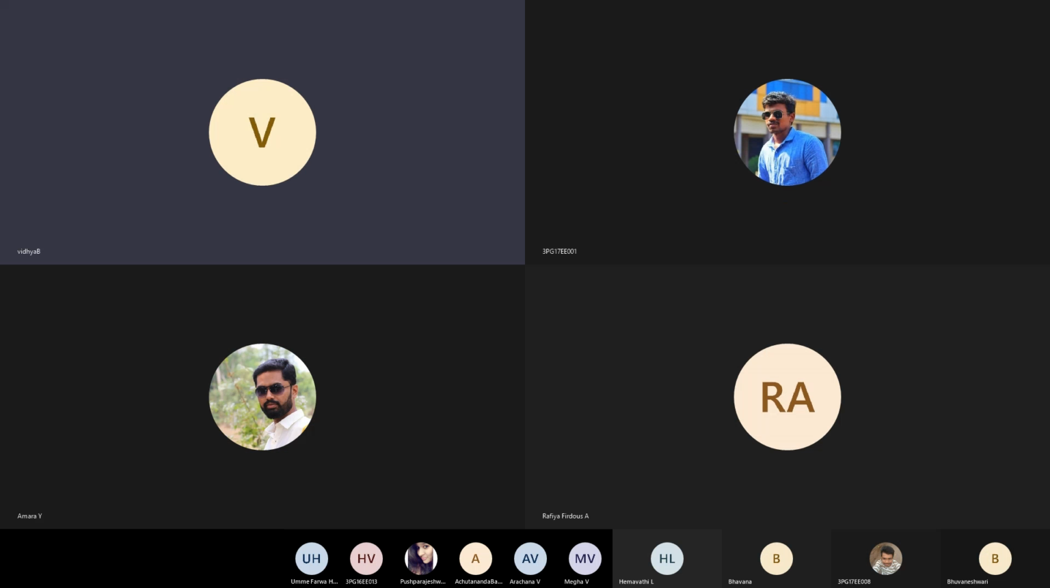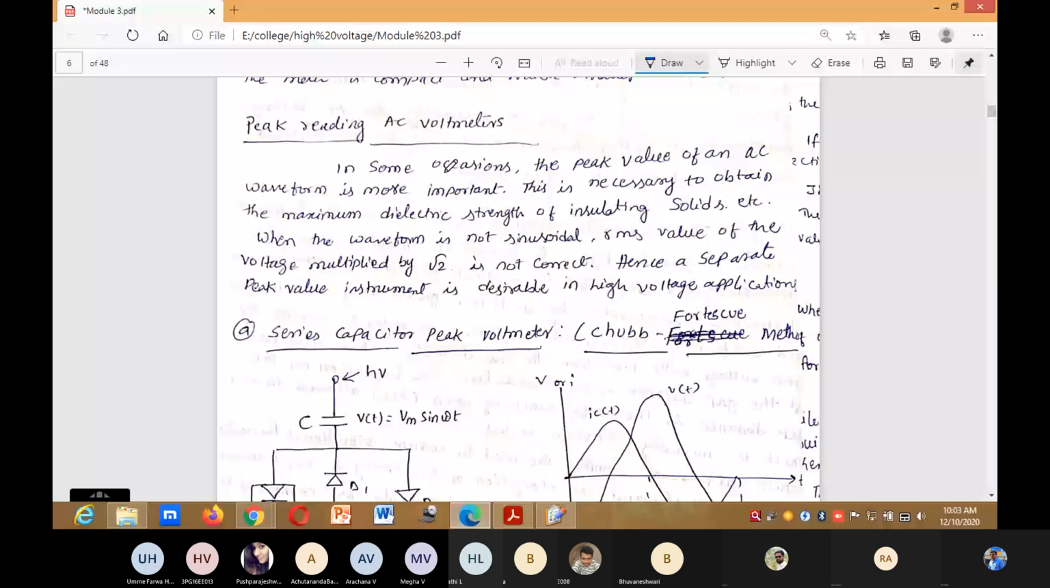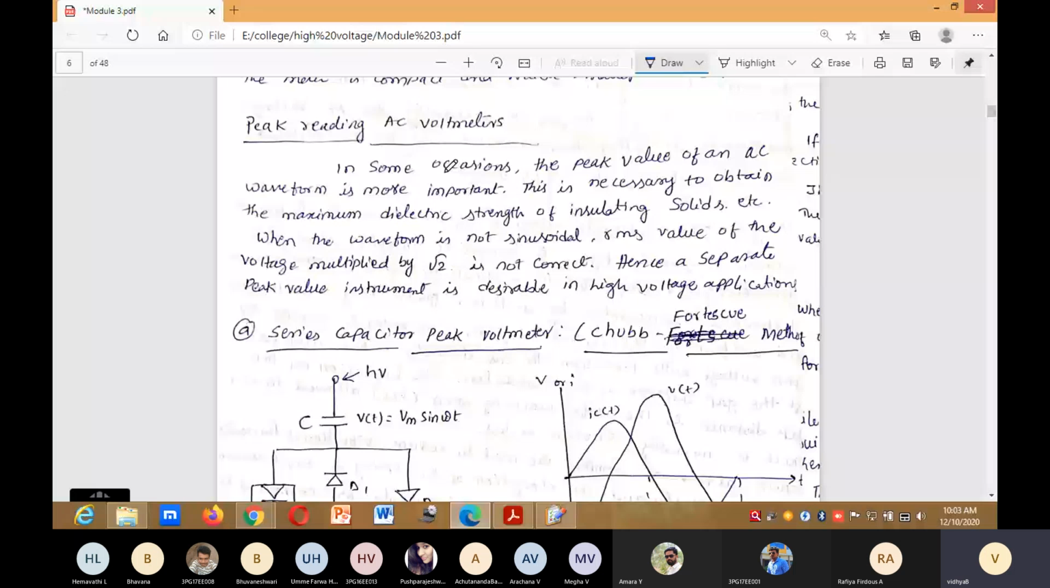Students, today we talk about peak reading AC voltmeters. There are two types: the series capacitor peak voltmeter and the generating voltmeter. First, we shall discuss this one. On some occasions, the peak value of an AC waveform is more important.